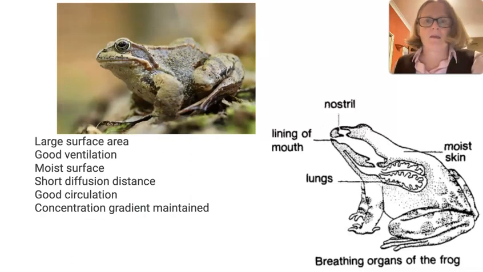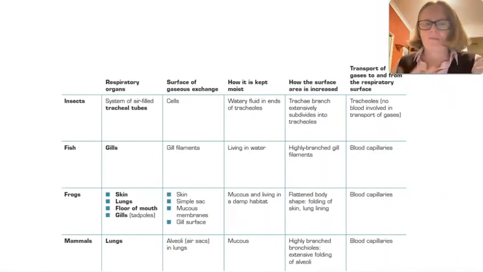So in summary, that's comparing all the four different creatures that we've looked at here in terms of the organs that they use for gas exchange, how they keep them moist, how they keep the surface area big, and how they transport the gases to and from the respiratory surface.